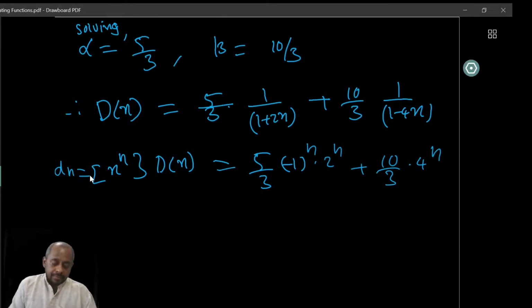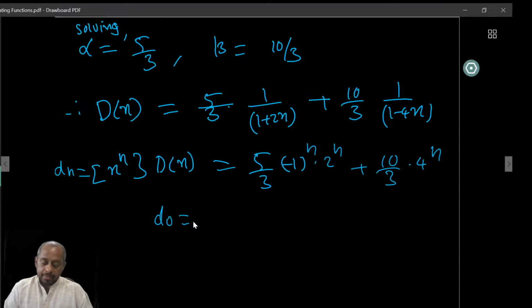Now we can verify whether what we computed is correct by checking what is d0, d1, d2, etc. So what is d0? D0 must be equal to 5. So let us see, n is equal to 0: you will get these two to be 1. So 5 by 3 plus 10 by 3, which is 15 by 3, which is 5. So therefore d0 is 5.